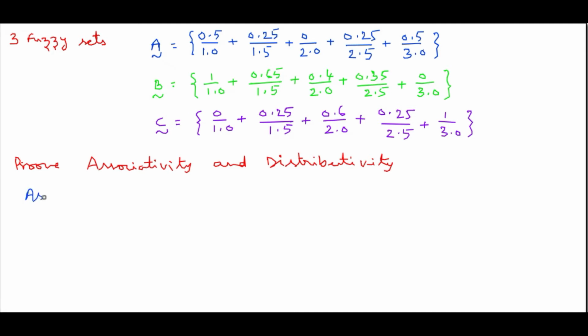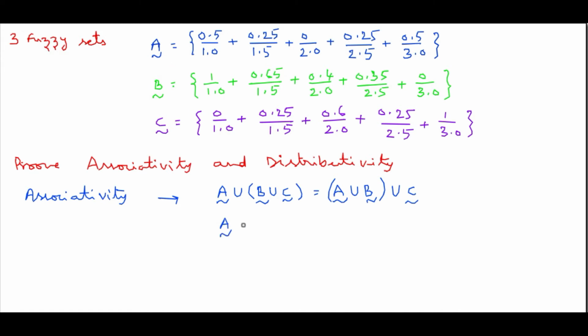Associativity. So what does it mean by associativity? So there are two things in associativity. The first thing is A union of B union C is equal to A union B union C. So this is one associative property. And the second associative property is A intersection of B intersection C is equal to A intersection of B intersection of C. So these two are the associative properties.